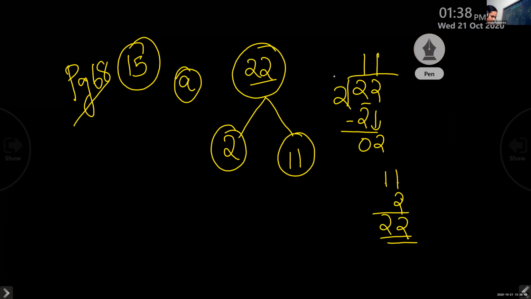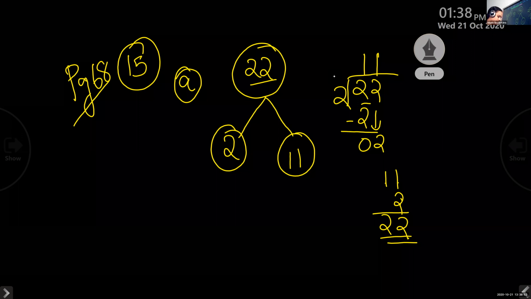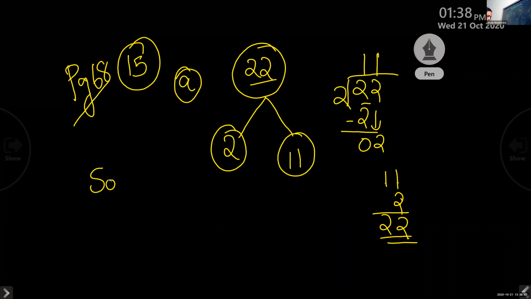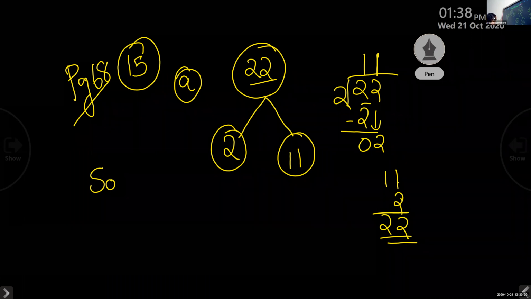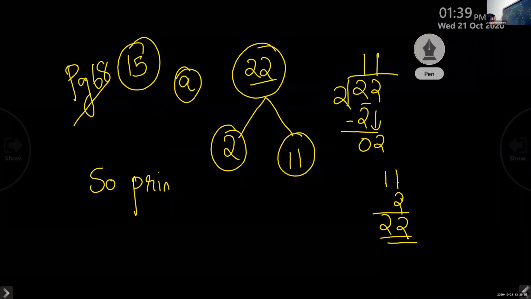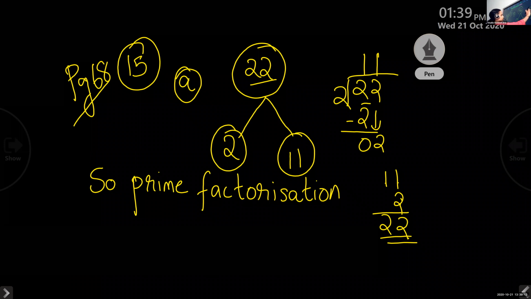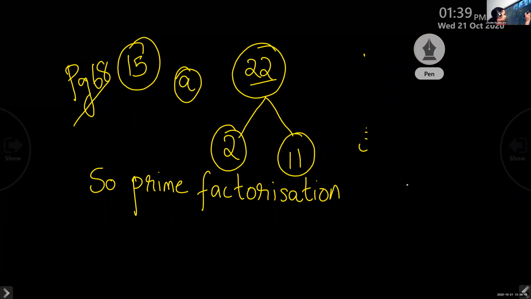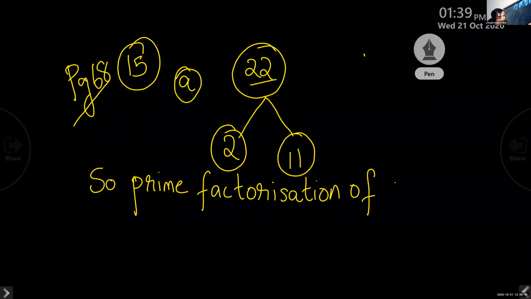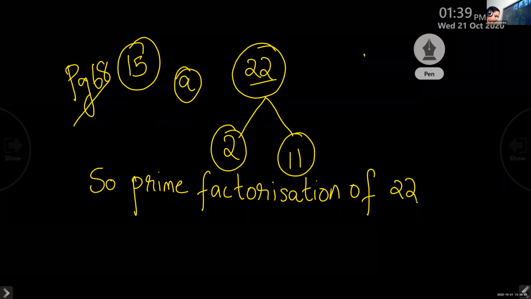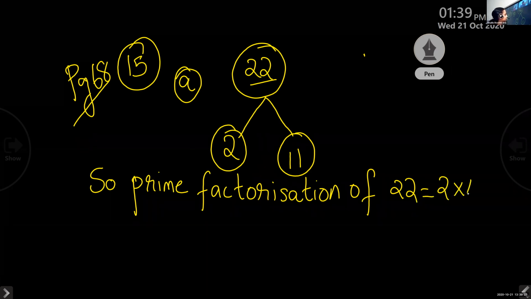So children, these two numbers are prime numbers. So we can write the prime factorization of 22. Children, you can write now together with me. What is the prime factorization of 22? How can we write 22? 22 is equal to 2 into 11, and we know 2 and 11 are prime numbers.